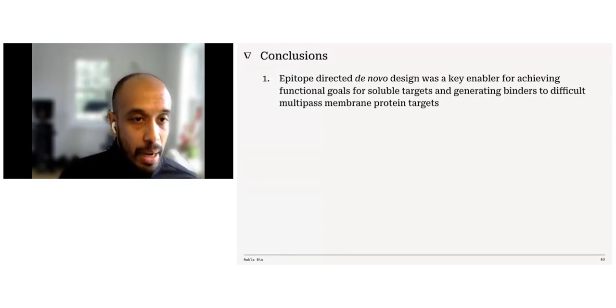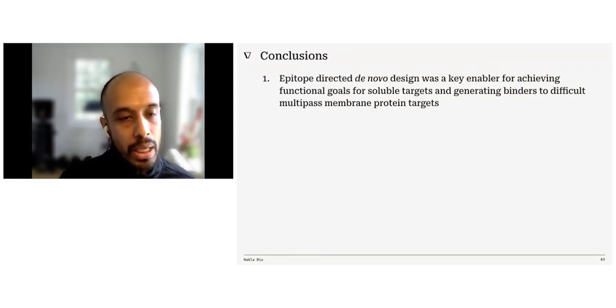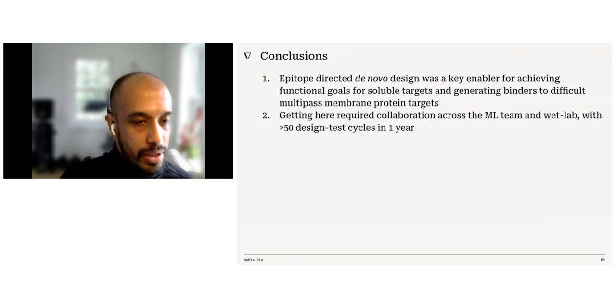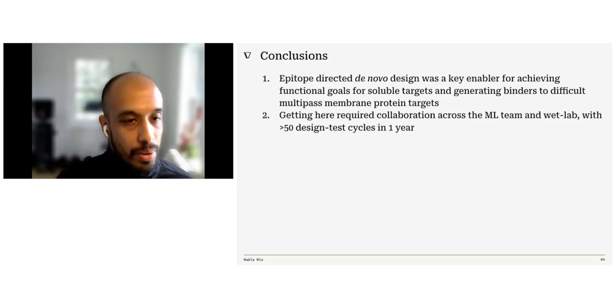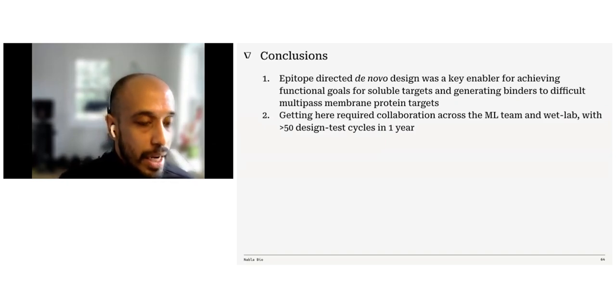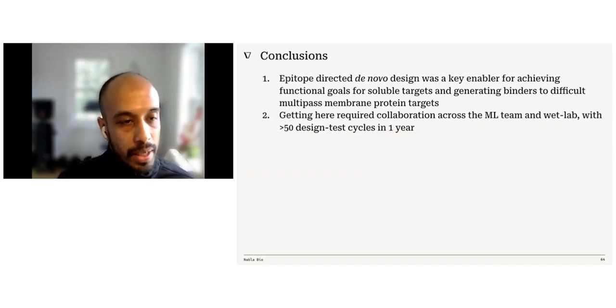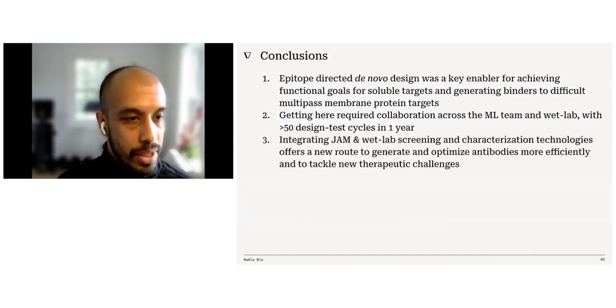Being able to design against particular epitopes was a key enabler for achieving functional goals for soluble targets, especially RBD, and also for generating binders to difficult multipass membrane protein targets. Just sharing some knowledge from the inside here: getting here actually required a lot of collaboration between our ML and wet lab teams. The state of JAM, where it is now, required over 50 iterations back and forth between our dry and wet lab teams. In total, this comprised about 50 design-build-test cycles, where each cycle is approximately testing 10,000 to 100,000 antibodies, and we're updating the model based on that data. So in total, about 50 million internally generated data points.